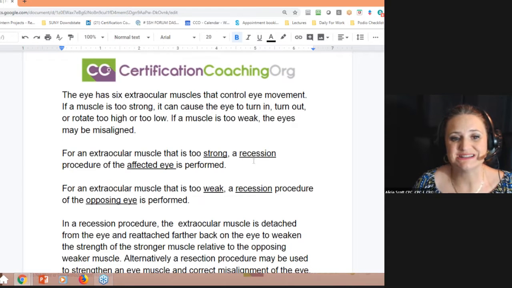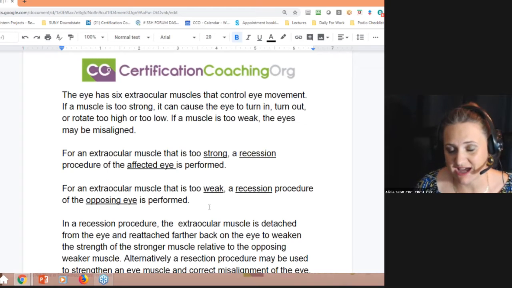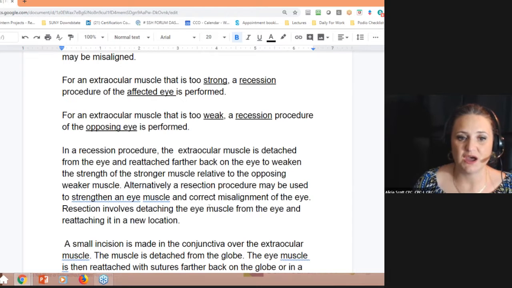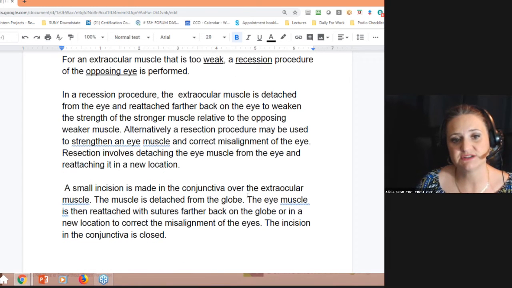If the extraocular muscle is too strong or too tight, they do a recession of the affected eye. So if both eyes are affected, they'll do both eyes. If they do an extraocular muscle when it's too weak, they do a recession on the opposing eye, which is interesting, right? Then it goes on to tell you about how they do that, and I pulled this straight from Find a Code, which is nice to have all of that extra information in there. I'm not going to read this for you. It's mostly in there for you to look at.